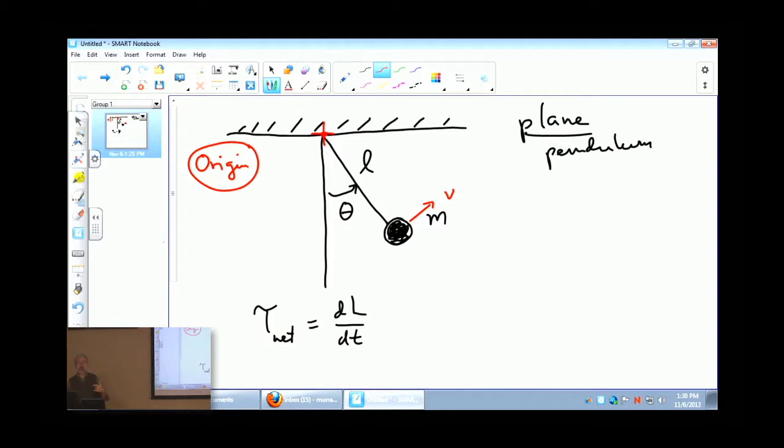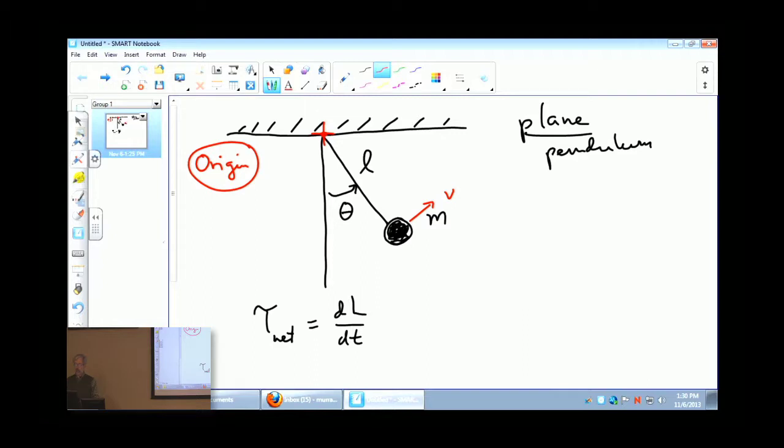If you had chosen a different origin, then the problem becomes more complicated, and you'll see why in a minute. This makes it much easier, for a real good reason. You'll see why in just a minute. Aside from the fact that it's kind of the obvious place where the thing is swinging around.